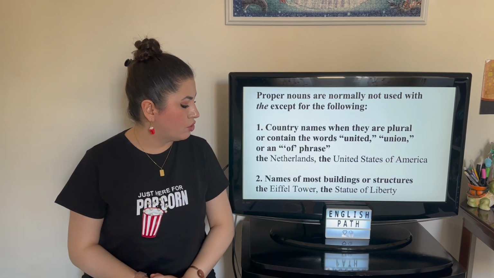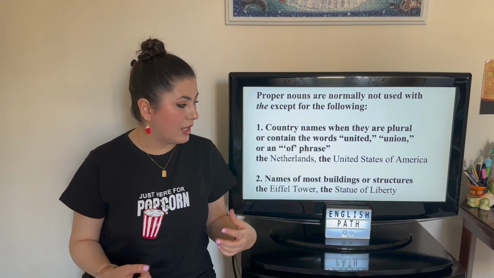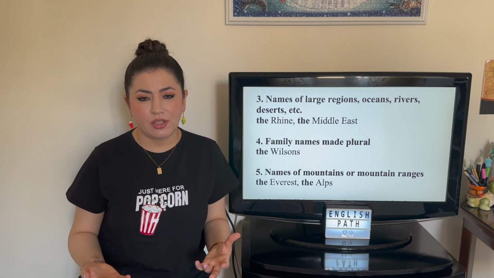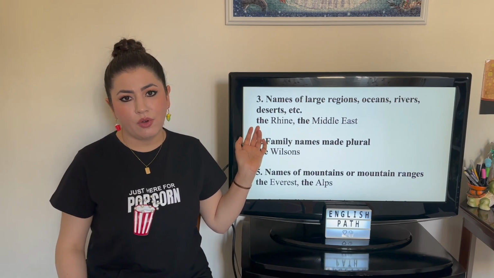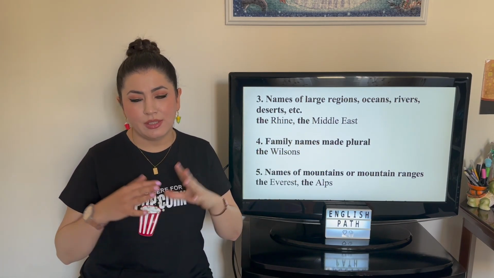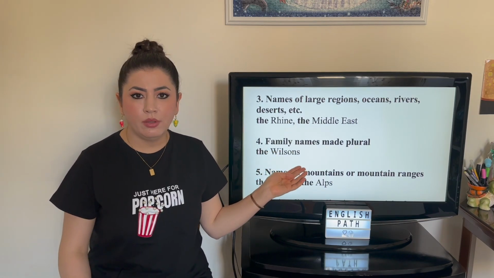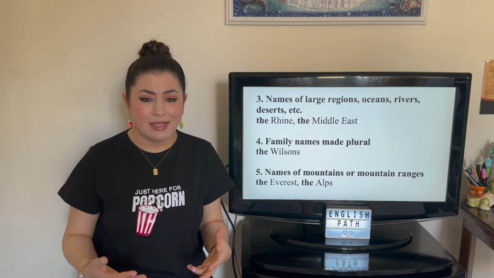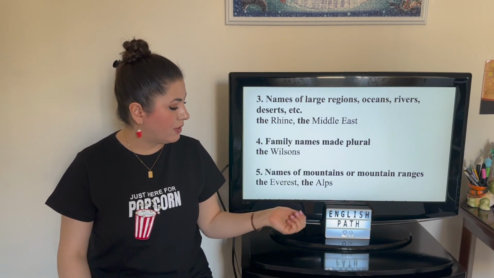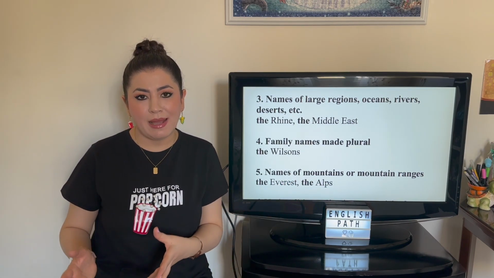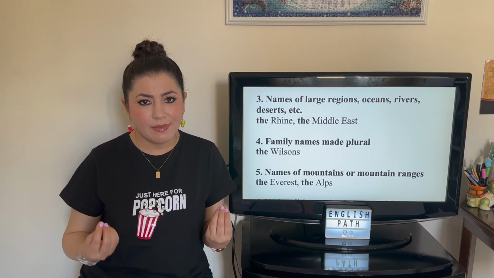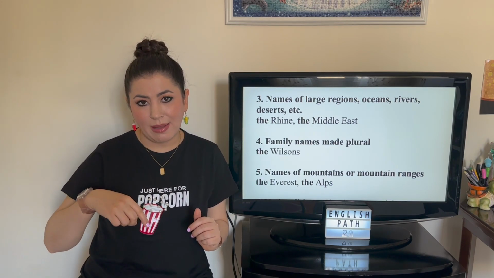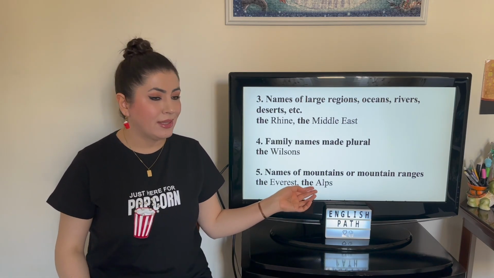Names of most buildings or structures like the Eiffel Tower, the Statue of Liberty, the Empire State Building. Names of large regions, oceans, rivers, deserts, things like that, like the Rhine or the Rhine River, the Middle East, which is a large region. Family names made plural. Mr. Wilson, his wife and children are the Wilsons, the Wilson family. Names of mountains or mountain ranges like the Everest. Another way of mentioning the names of mountains is using Mount and the name of the mountain, and you capitalize Mount. Mount Everest. A mountain range, the Alps.